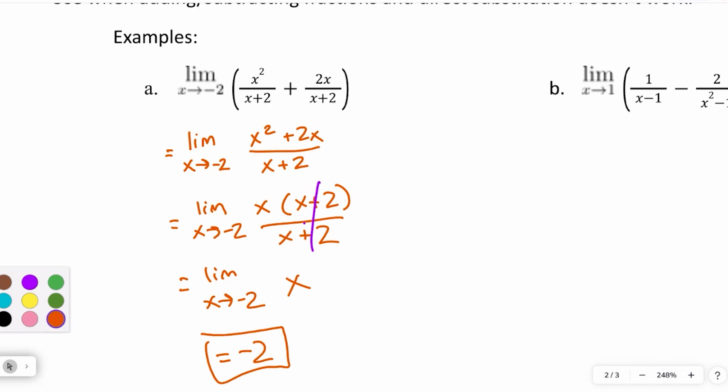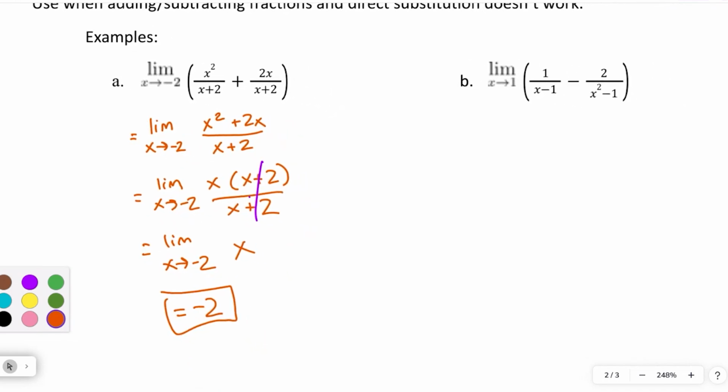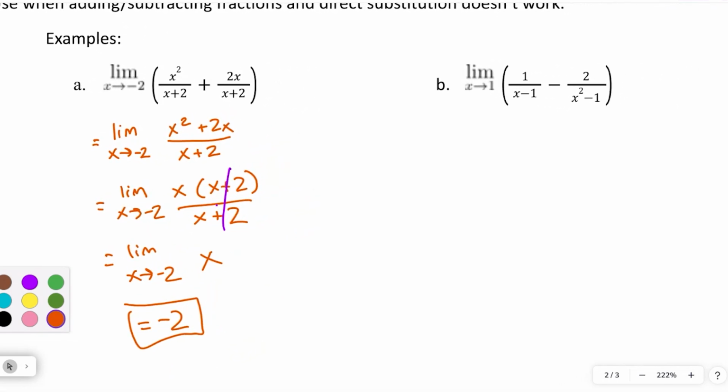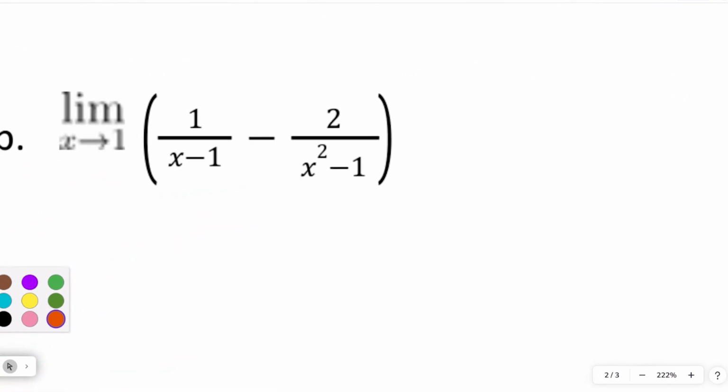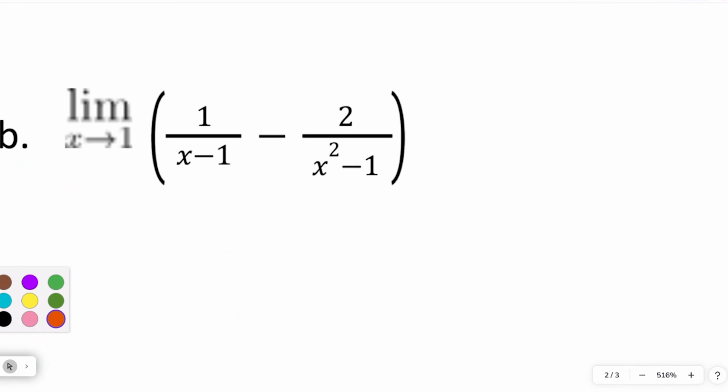Now let's say you did not have a common denominator. If you don't have a common denominator, you have to get one by multiplying one or more of the fractions by some special form of 1 to force the denominators to be the same. So if I look at this one, the right fraction is 2 over x squared minus 1. The x squared minus 1 is a difference of 2 squares, right? It's x minus 1 times x plus 1.